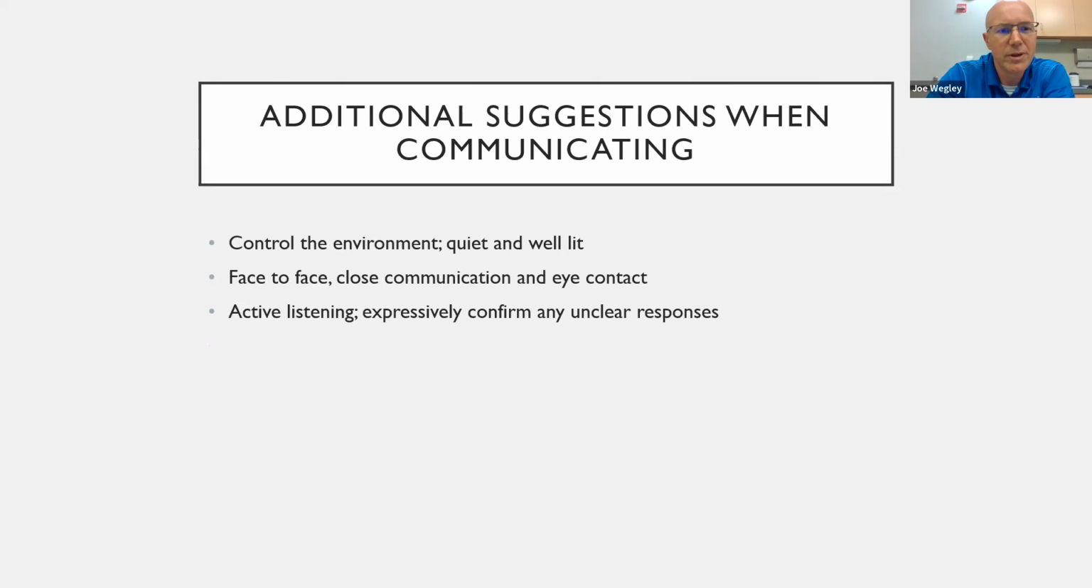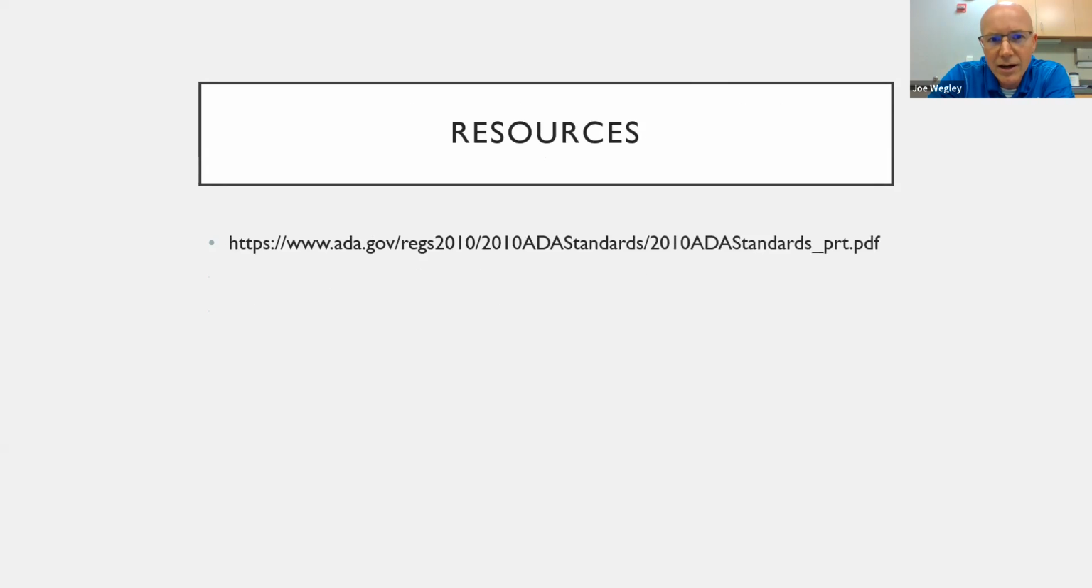Additional suggestions when communicating are to control the environment and keep it quiet and well lit, use face-to-face communication and eye contact, and use active listening to expressively confirm any unclear responses. And here is just a resource with regards to architectural recommendations when constructing a space for meeting ADA guidelines.